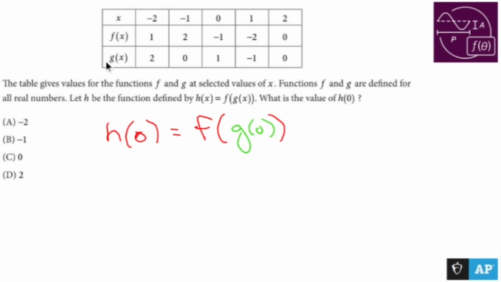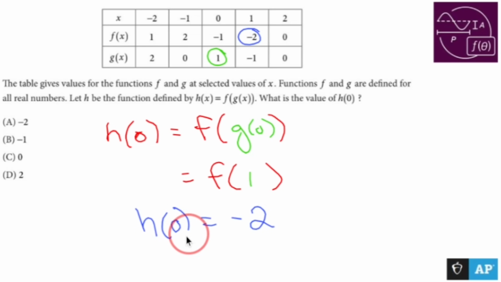If I want to find out what g of 0 is, I am replacing x with 0. So g of 0 is 1. So f of g of 0 is f of 1. Done? Nope. Because now I have to find out what f of 1 is, and it's negative 2. So h of 0 ends up being negative 2, and the answer is A.